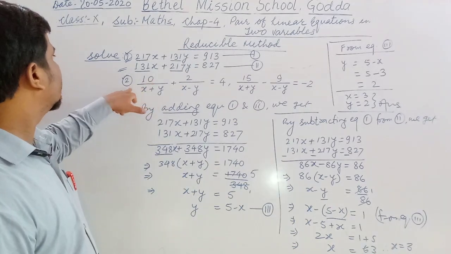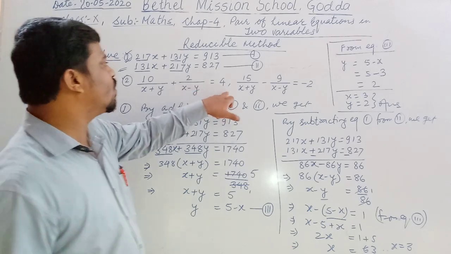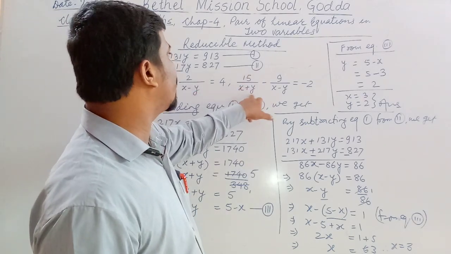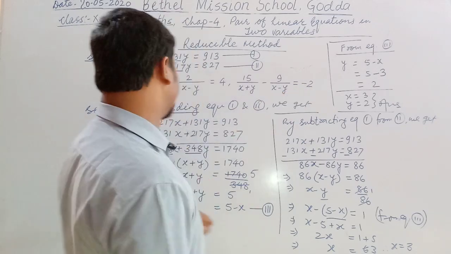Another question is number 2: 10 upon x plus y plus 2 upon x minus y equal to 4, and 15 upon x plus y minus 9 upon x minus y equal to minus 2.